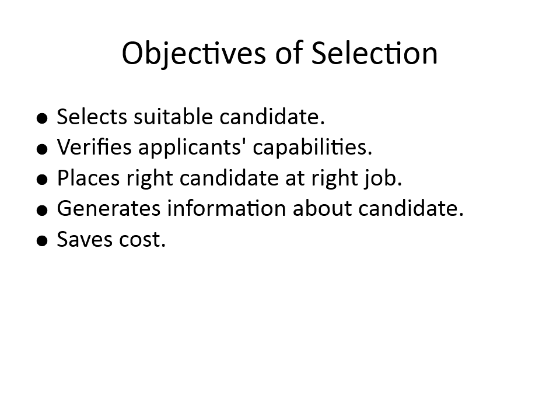The third objective, places right candidates at right job. Selection process helps to choose the right candidate for the right job so that he can contribute his best efforts towards the achievement of organizational goals by giving a standard performance as desired. The fourth objective, generates information about candidate. Selection also helps in extracting information regarding the candidate with a view to compare him with other candidates in order to reach a correct decision.